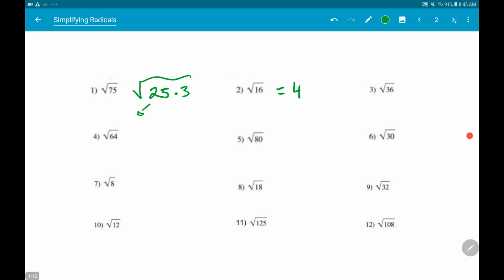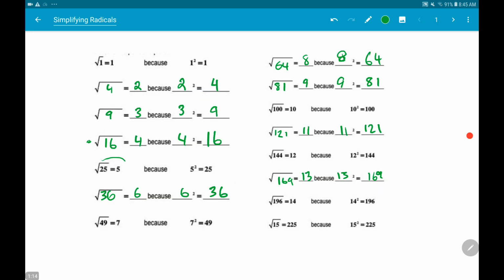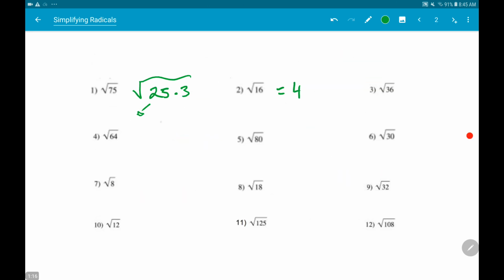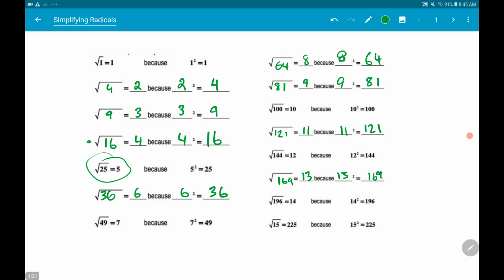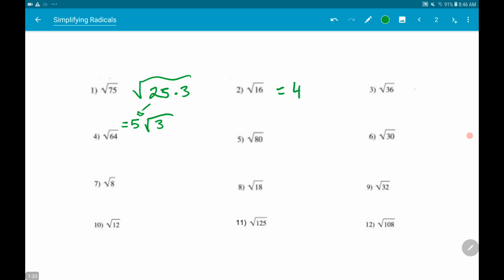So the square root of 25, I can do, it's going to be 5. The square root of 3, I can't do and I can't simplify any further. So in its simplest form, we've got 5 root 3. The square root of 36, if we look back, we can do, it's just going to be 6. I'll leave that one for you, but we'll do the square root of 80 together.